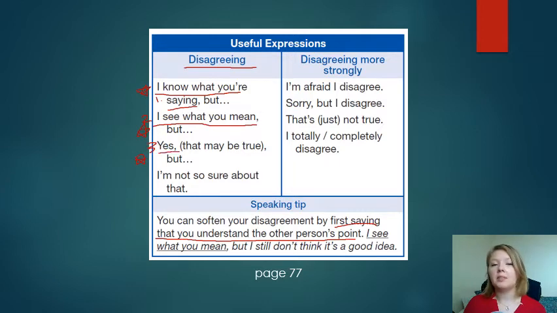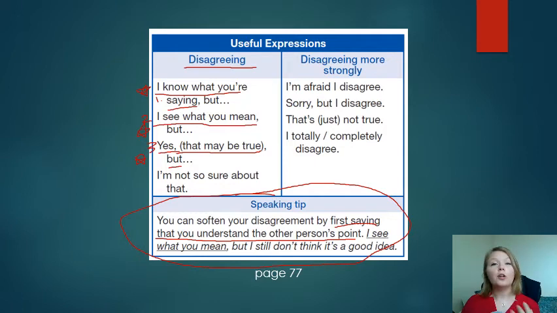Number 3, yes, but, or yes, that may be true, but. So here again, we're telling the person, because we're being very polite, yes, you are correct about that, but I disagree. These are the most polite ways that we can disagree with someone. And the last soft disagreement is, I'm not so sure about that. So these are all polite ways to disagree in a simple and small way.